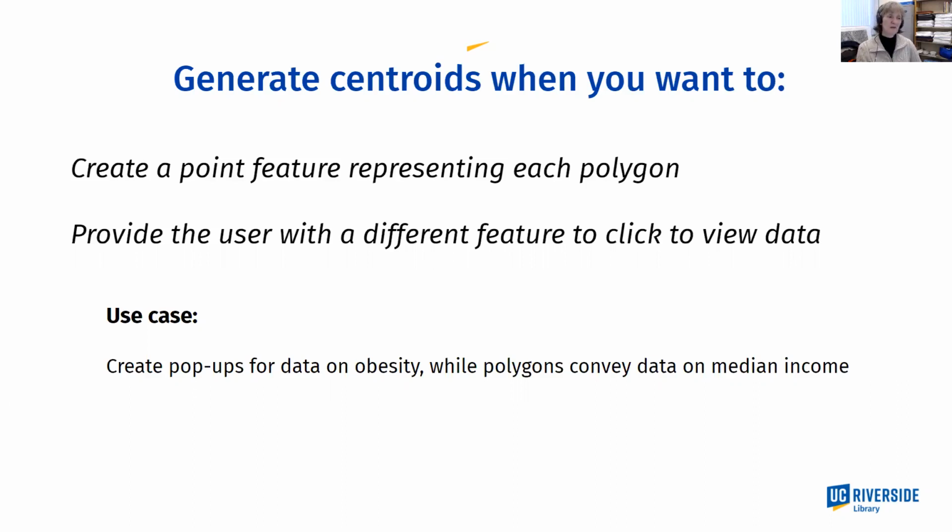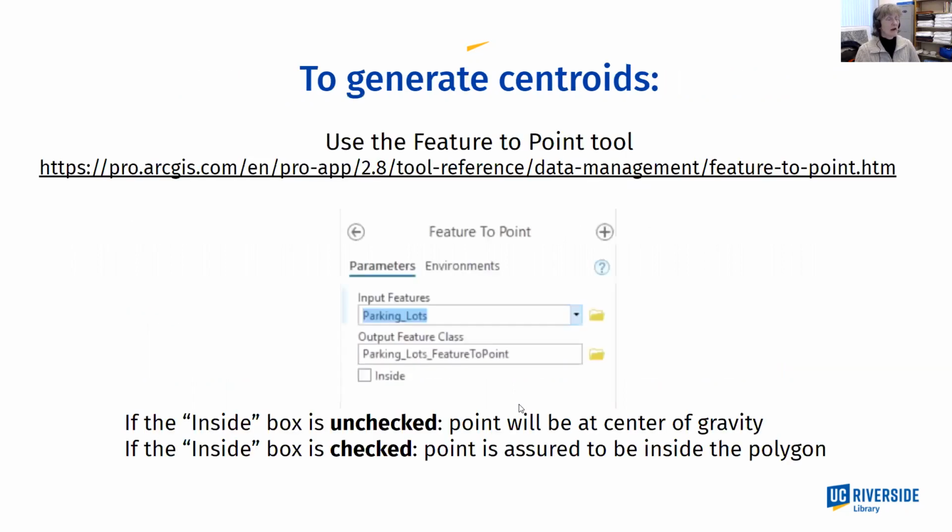But you might want to let the user click the point to get maybe data on obesity, but then have the polygons shaded, like in a choropleth map, to convey information about income, which is a different category. So you can do that kind of thing by creating centroids and letting the user interact with them as well as the map itself. And it's really simple.